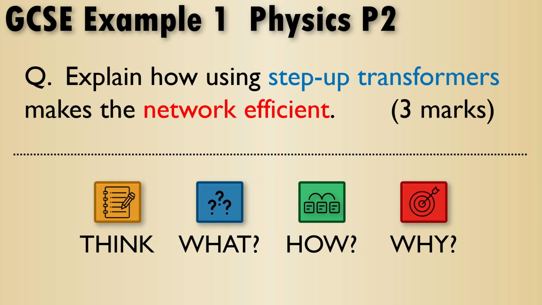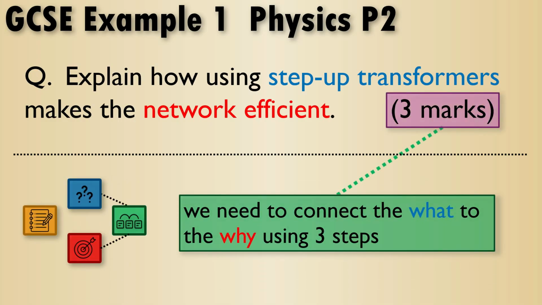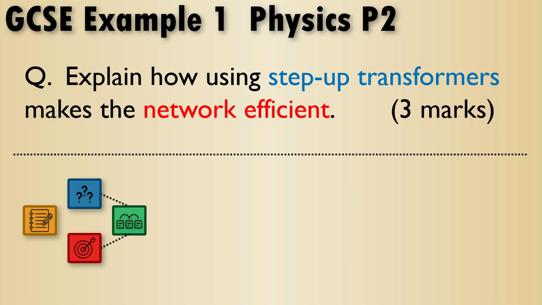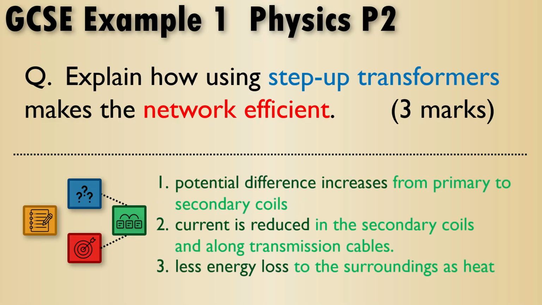We note that we already have the what and the why from the question, so all 3 marks will be given for the how section. So we need 3 steps to connect the what to the why. Here are my 3 points, and I'm happy that they are in the correct order. Let's check these for scientific vocabulary and whether I have included enough detail. I haven't, so I'm adding extra words to show that I understand the structure of a step-up transformer and that efficiency is improved by reducing energy loss along the transmission cables.